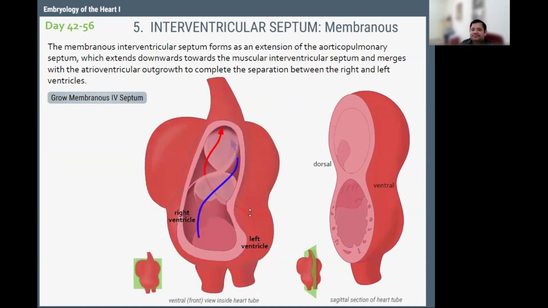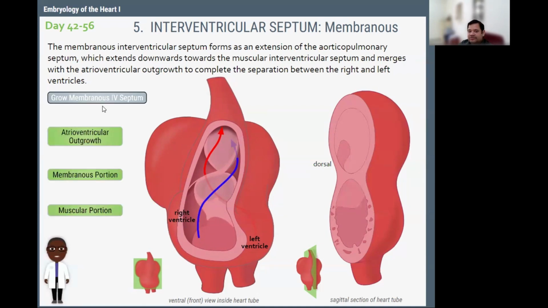So what will happen now? The membranous interventricular septum forms as an extension of the aorticopulmonary septum, which extends downward towards the muscular interventricular septum and merges with the atrioventricular outflow to complete the separation between the right and left ventricles. Meaning the aorticopulmonary septum we formed earlier will come downward and merge into the muscular part. And remember, these things were spiral in shape, so a spiral type of view will form. You can see here this part which is growing now.